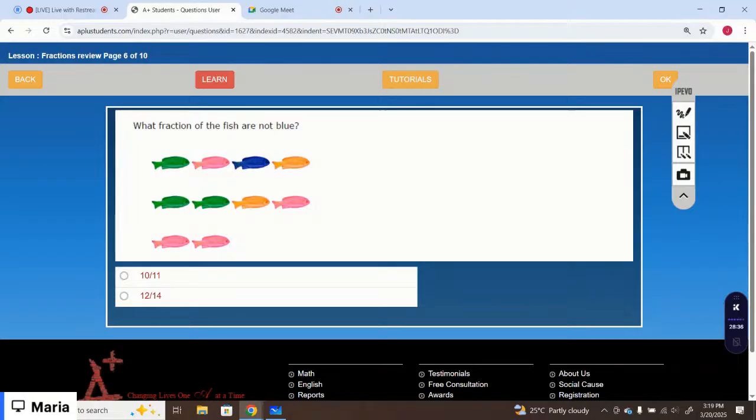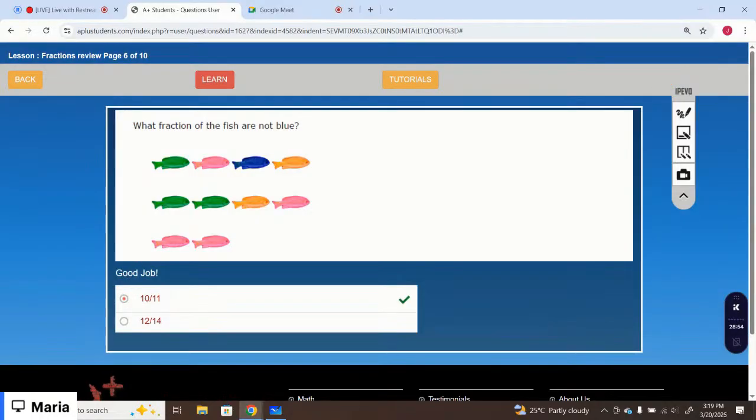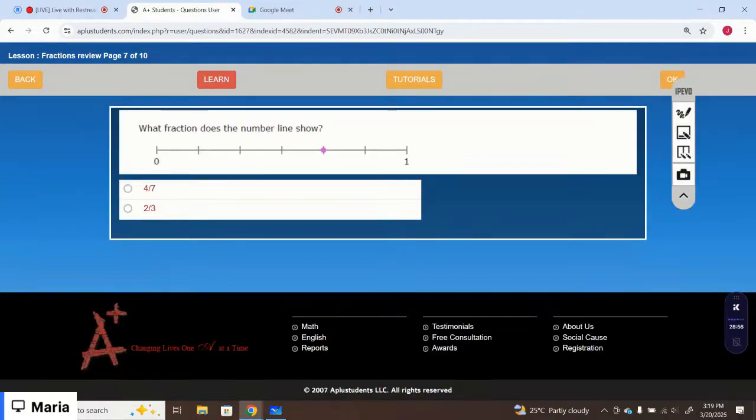What fraction of the fish are not blue? Not blue are 10 out of 11. Option number 1 is the correct answer.